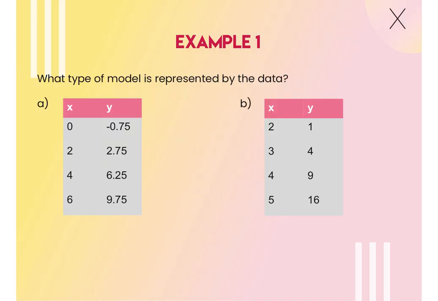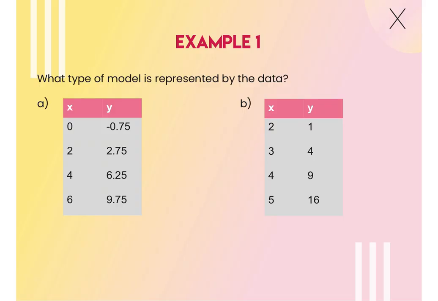We know how to do this. It says what type of model is represented by the data. So what am I looking for? We already know it's a function, right? If we're trying to figure out which type of model, if the y repeats twice, then we know it's a quadratic. But how else? The first difference, the second difference, and then multiply.